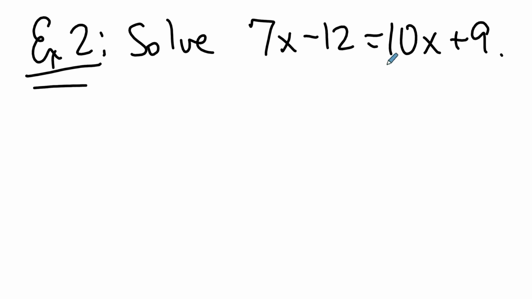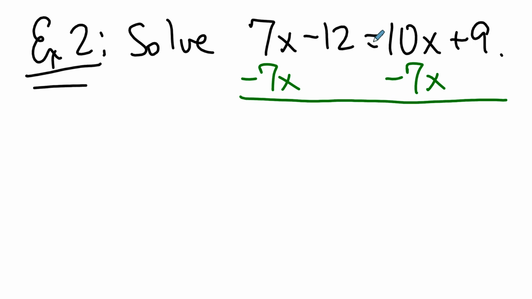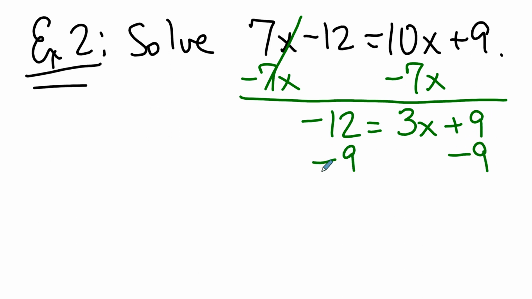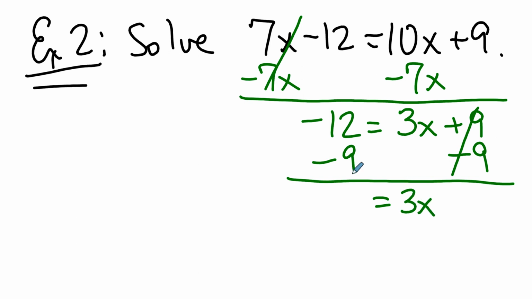How do we move this 7x over? Well, if we subtract 7x from both sides, then the things that are equal remain equal, addition property of equality, but we get a nicer expression. The right side has a 10x minus a 7x. Well, let's get rid of that 9. Let's subtract 9 from both sides. If we subtract 9 from both sides, the things that were equal remain equal, but we get a nicer expression. The right side is 3x. The left side is negative 21.